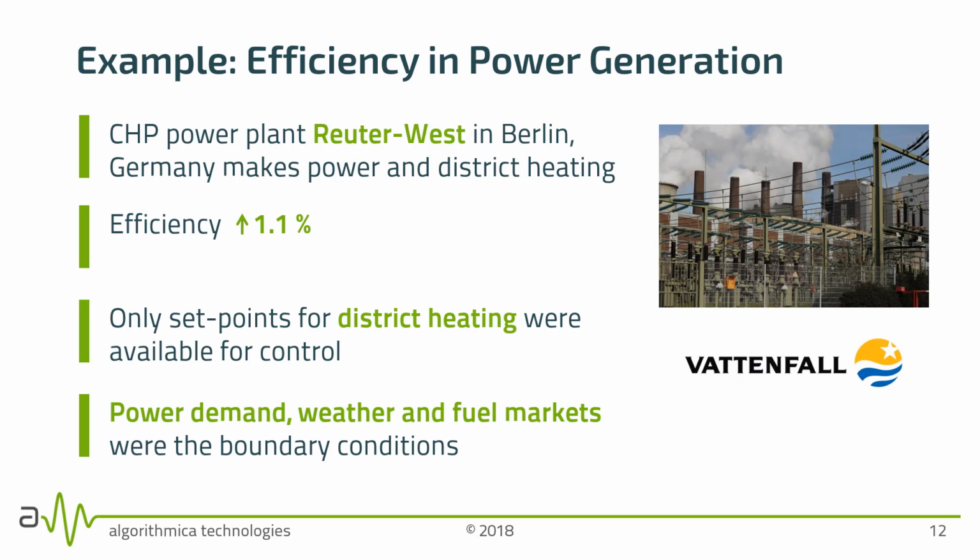We were able to modify the set points for district heating, but we had to respond to the boundary conditions of the electricity demand, the weather, and the fuel markets, as well as, of course, the demand on district heating, which is, of course, mainly dependent upon the air temperature. Overall, we were able to achieve a 1.1 overall power plant efficiency gain just by changing the district heating. And that's very significant for a power plant.